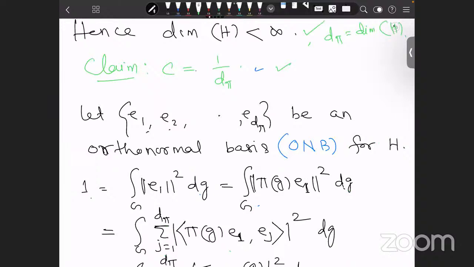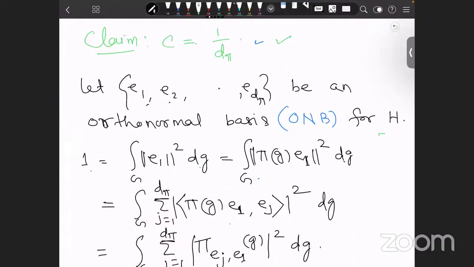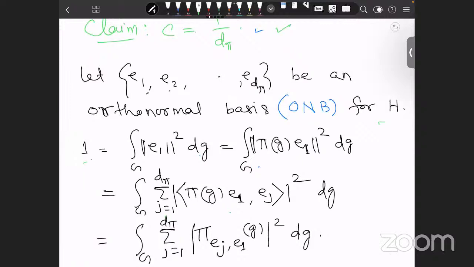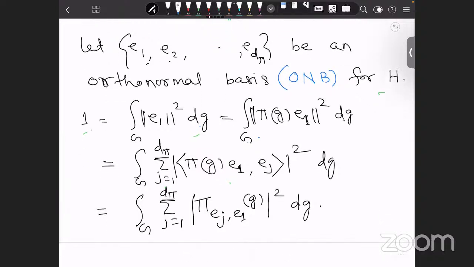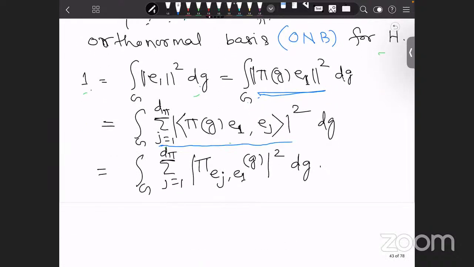So let e1, e2, up to e_{d_pi} be an orthonormal basis for h. Now 1 is equal to the integration over g of the norm of u1 squared dg. This is equal to the integration over g of the norm of pi(g) u1 squared dg. I explained this earlier because pi(g) is unitary. Now by the Peter-Weyl theorem, this norm of pi(g) u1 squared is nothing but the summation, j equal to 1 to d_pi, of the mod of the inner product of pi(g) u1 with e_j, squared, dg. This is the integration over g of the summation, j equal to 1 to d_pi, of the mod of the inner product of pi(g) e_j with u1, squared, dg.